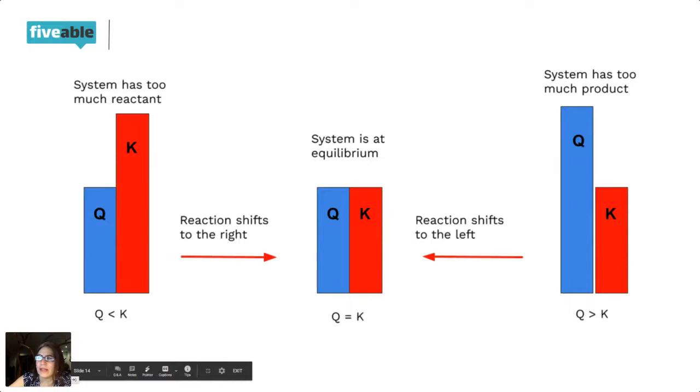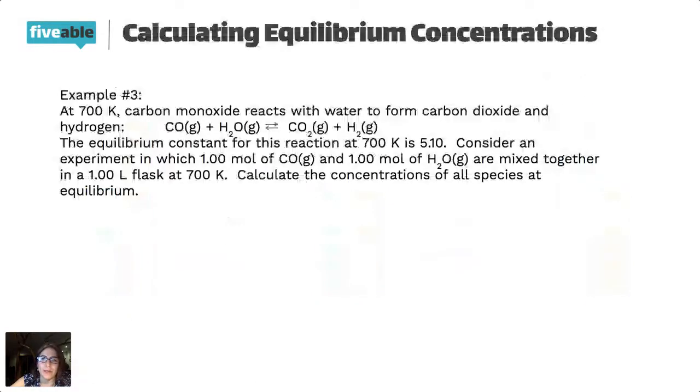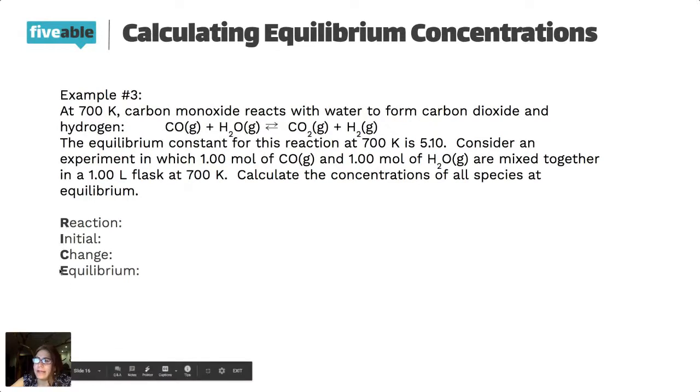Okay, let's start with a problem. In this example, we have the temperature at 700 Kelvin. Carbon monoxide reacts with water to form carbon dioxide and hydrogen. Here is the equation. They're giving us the equilibrium constant, 5.10. And then we're going to consider an experiment in which 1 mole of carbon monoxide and 1 mole of water are mixed together in a 1 liter flask. Calculate the concentrations of all species at equilibrium. So here we're going to use a RICE table or an ICE table, correct?